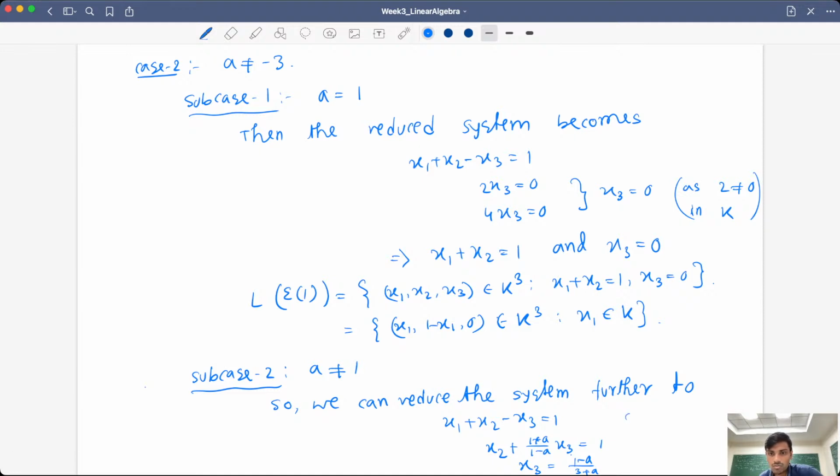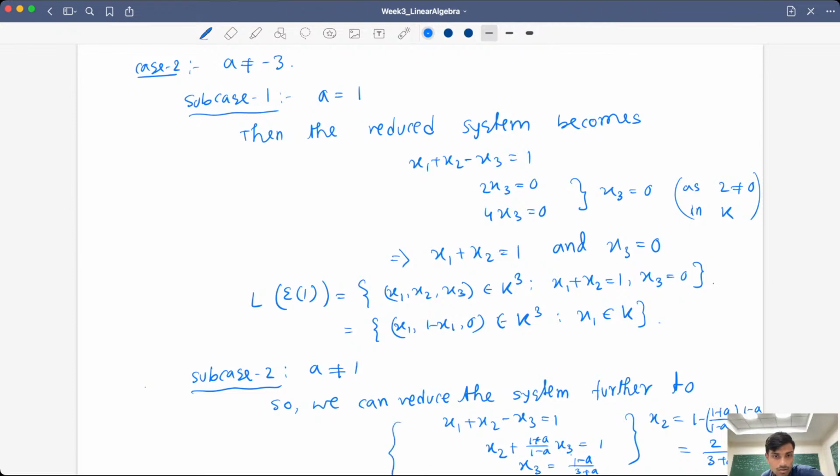So from this one you again get that x2 equal to 1 minus 1 plus a by 1 minus a into x3. I know x3 is 1 minus a by 3 plus a, so 1 minus a cancels, so 3 plus a minus 1 minus a minus 1, so this is 3 minus 1, 2 by 3 plus a, fine.